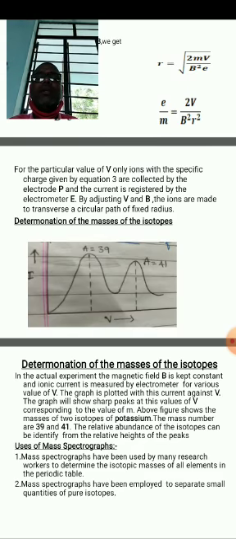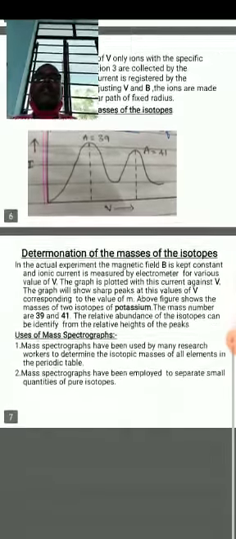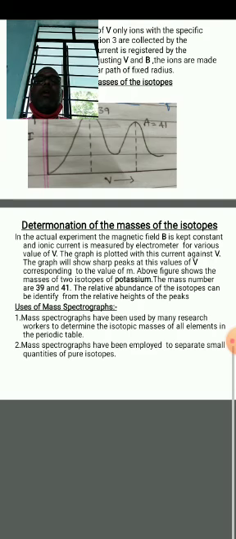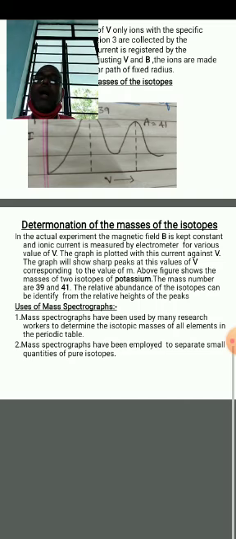Then the uses of the mass spectrographs. Mass spectrographs have been used by many research workers to determine the isotopic masses of all elements in the periodic table. And second, mass spectrographs have been employed to separate small quantities of pure isotopes.